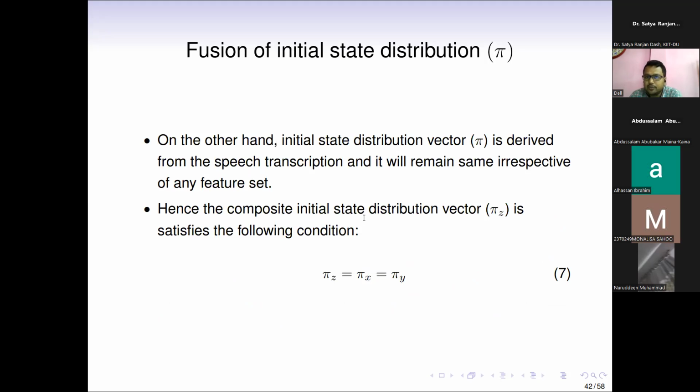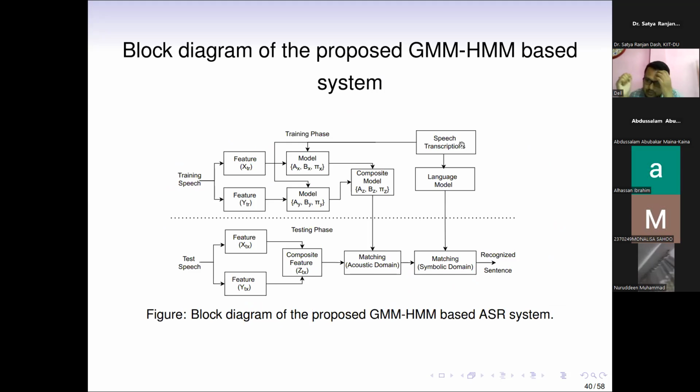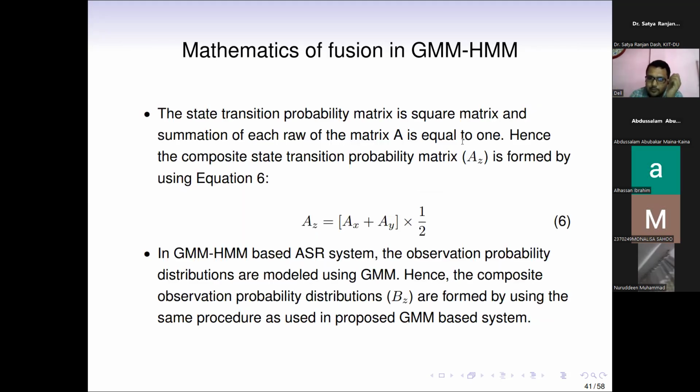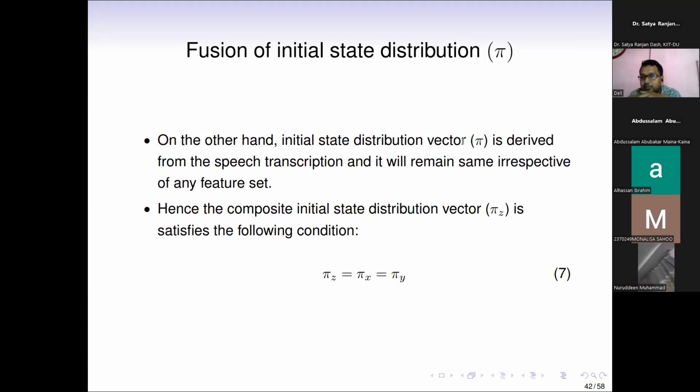Now fusion of the initial state distribution pi. Pi is independent of Fisher, meaning pi is derived from the speech transcription. Speech transcription means suppose a speech file is coming. From 1 second to 3 seconds, what phoneme is present? From 3 seconds to 10 seconds, what phonemes are present? All the information is given in a file, which those working in speech recognition know. From this speech transcription, we find the initial state distribution. So whichever Fisher you use, it will not change. So pi Z, the composite initial state distribution, will be the same as pi X and pi Y.